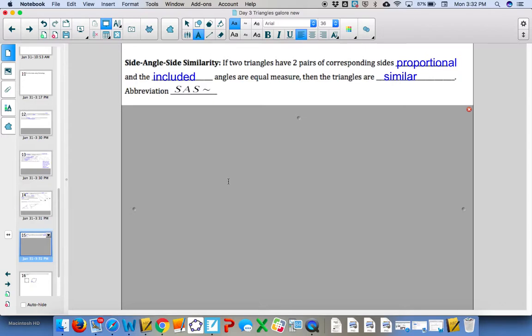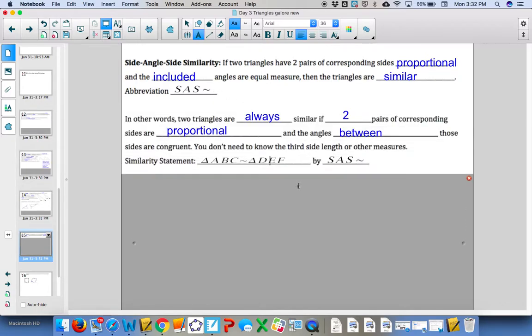The third shortcut that works for triangle similarity is side-angle-side. If 2 triangles have 2 pairs of corresponding sides that are proportional and the included angles are equal in measure, then the triangles are similar. It's important to note that the angle I know is between the 2 sides that I know are proportional. Another way of saying that is 2 triangles are always similar if 2 pairs of corresponding sides are proportional and the angles between those sides are congruent. You don't need to know the third side length or the other measures.